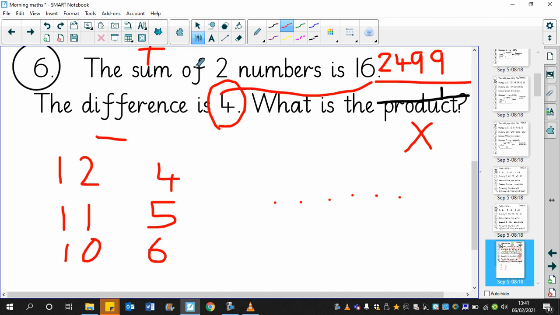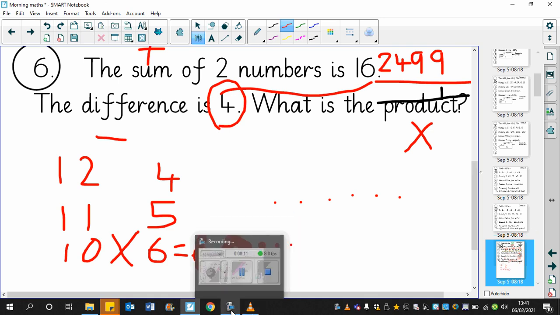So the sum of those two numbers is 16. 10 add 6 is 16. Correct. The difference between the two numbers is 4. 10 minus 6 is 4. Or if you start on 6 and you count up 7, 8, 9, 10, you can see there's 4 dots. So that's correct. So we can now find the product of those two numbers. And product means put a multiplication sign in between. 10 times 6 equals, I'm not even going to work it out for you because you should know that, equals 60.